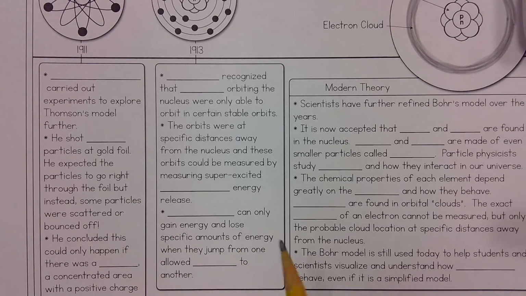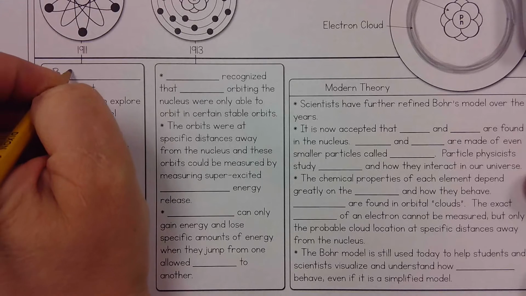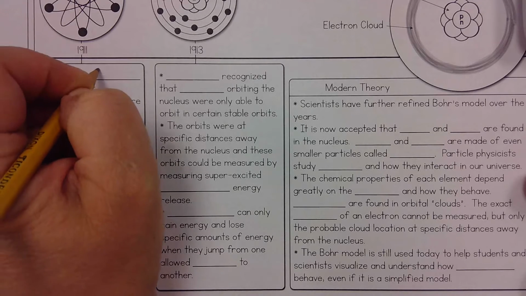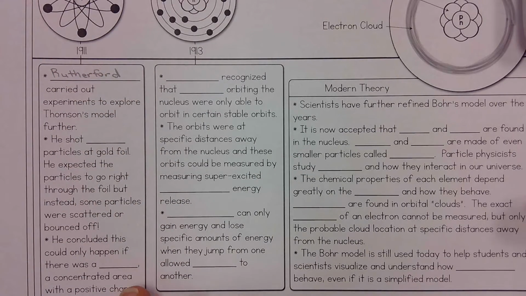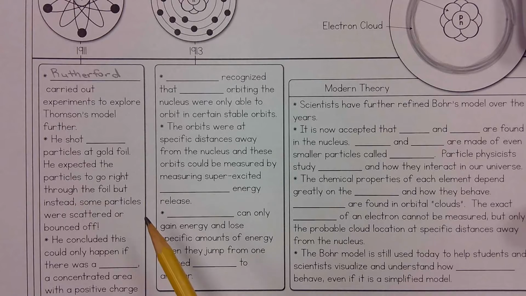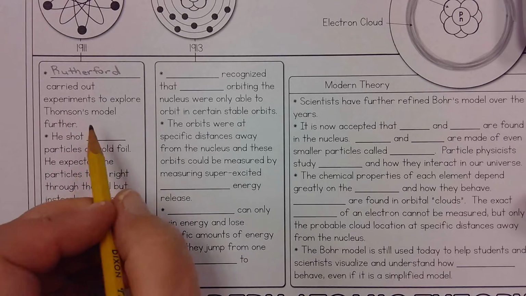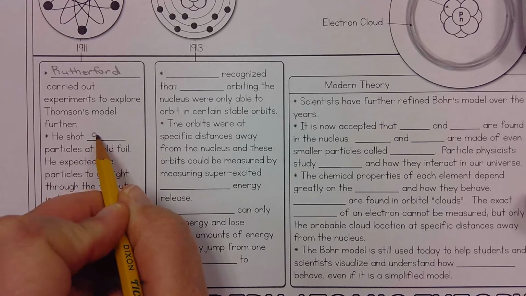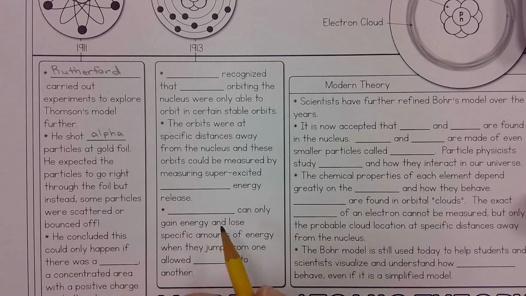So the next scientist we want to mention is Ernest Rutherford. You watched a video about him in the last lesson. But Ernest Rutherford wanted to explore, remember J.J. Thomson and his plum pudding model, but he wanted to take that a little further. And like you learned in the video, he shot alpha particles at a thin piece of gold foil.